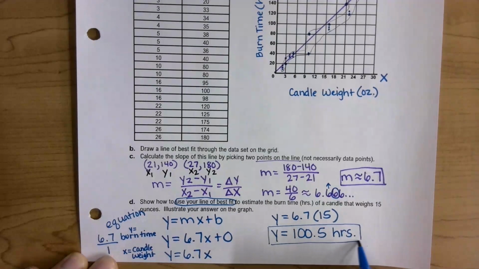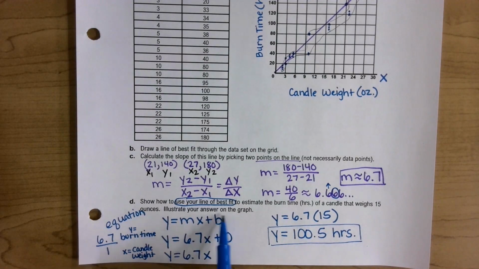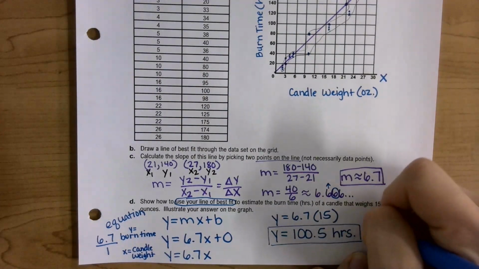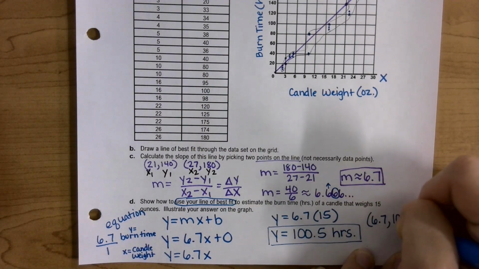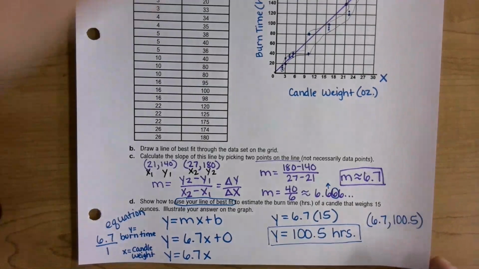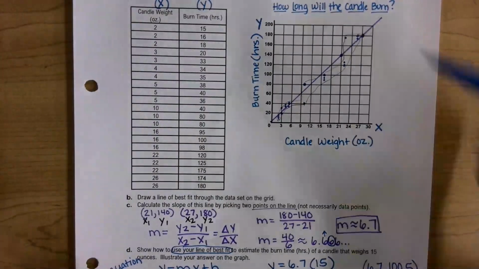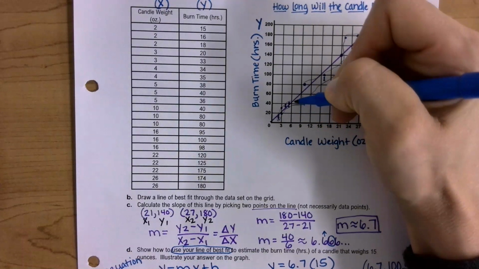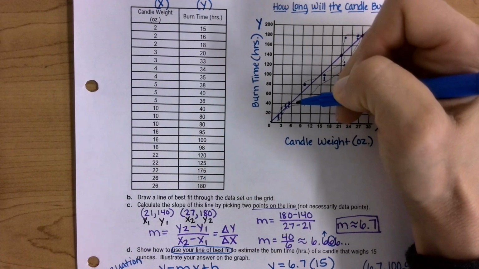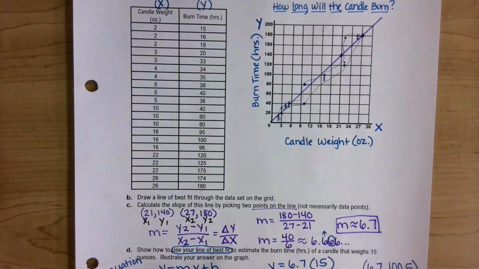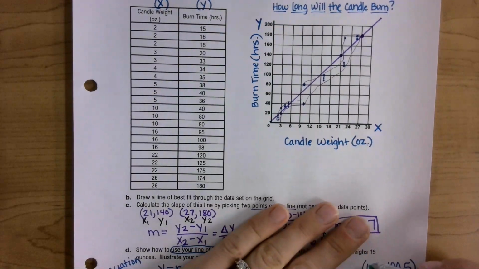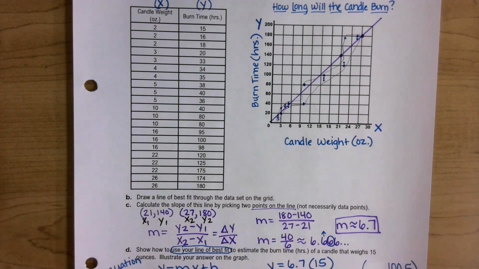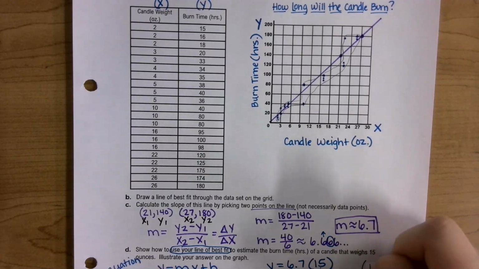Now it wants us to put this on the graph. It says illustrate your answer on the graph. So if my x is 6.7, my y is 100.5, so I need to put a point on the graph there. So I'm going to go to about 6.7. Oh, sorry, 6.7 is my slope. That's not my x value. 15 is my x value. Let me make that correction. So we plugged in 15 for x, not 6.7. That's the slope.